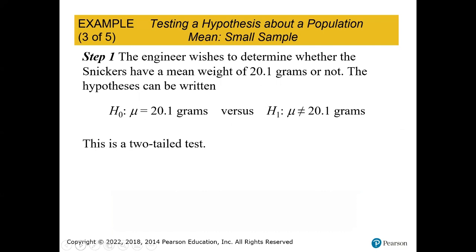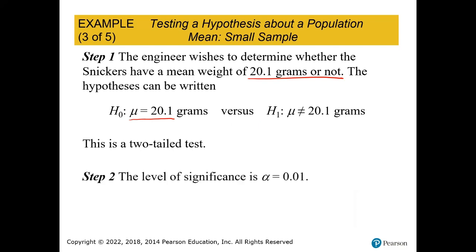The engineer wishes to determine whether Snickers have a mean weight of 20.1 grams or not. So our mean is set to be 20.1 grams. That is what our system has calibrated it to. And we're going to find out, are they not equal to 20.1 grams? We're going to use a two-tailed test, and our level of significance in this case is 0.01. We want to be very, very sure of our results.